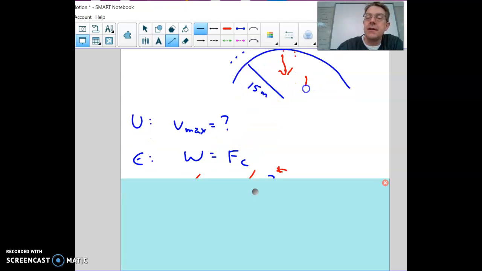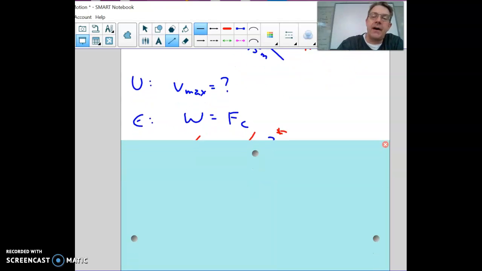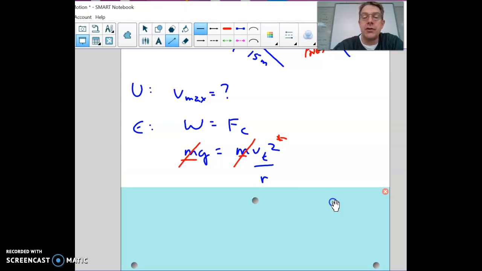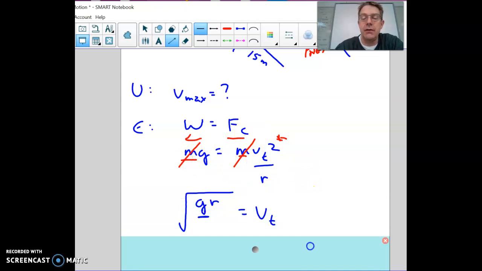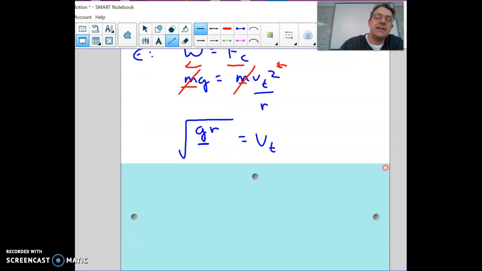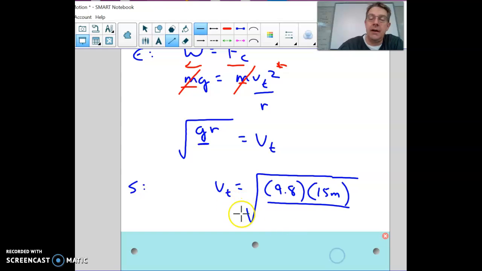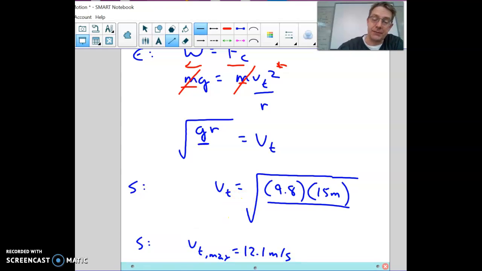So there is a net force here, but that net force is going to be provided by the weight of the cart. There is a net force, it's due to gravity, but I want that to be provided by the weight of the cart. So my weight is going to equal the centripetal force. And so again, as always, the mass kind of falls out of the equation. The maximum velocity I can have is the square root of gr. So in this case, plug in g, plug in r, and you're going to find out that the maximum speed here is 12.1 meters per second.